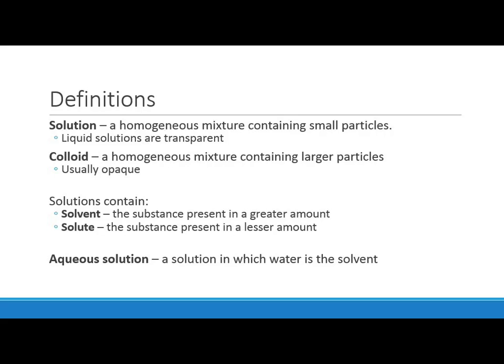So think of like salt water, right? So it's transparent and it contains tiny little sodium and chloride ions, but it looks the same throughout. You can't see where the salt is.